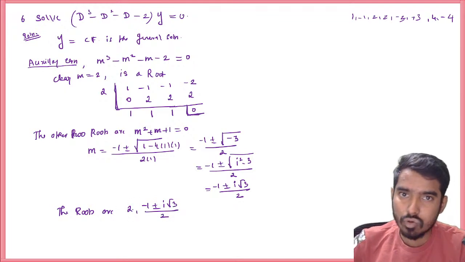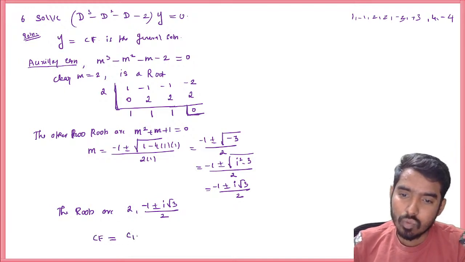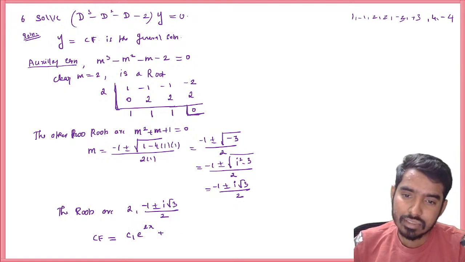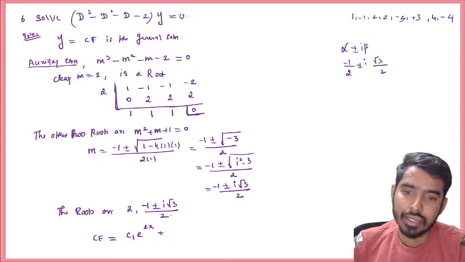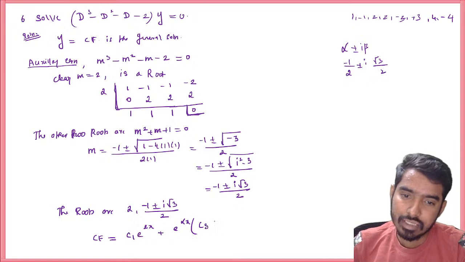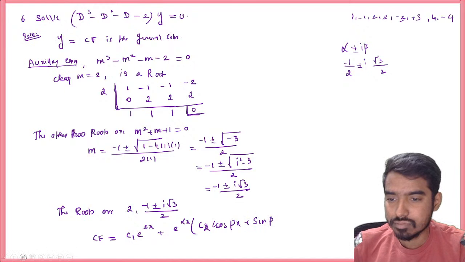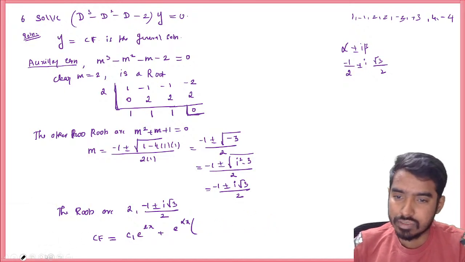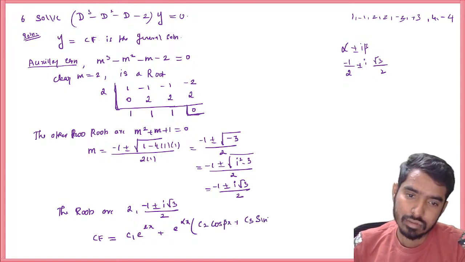So we have one distinct root. The other two roots are complex, right? Remember this, very important. For one distinct root, we will write C1 e power 2x. And for this complex root, we will have what? This is of the form alpha plus or minus i beta, right? So alpha is minus 1 by 2. Beta is root 3 by 2. So e power alpha x, C2 cos beta x, C3 sin beta x, right?